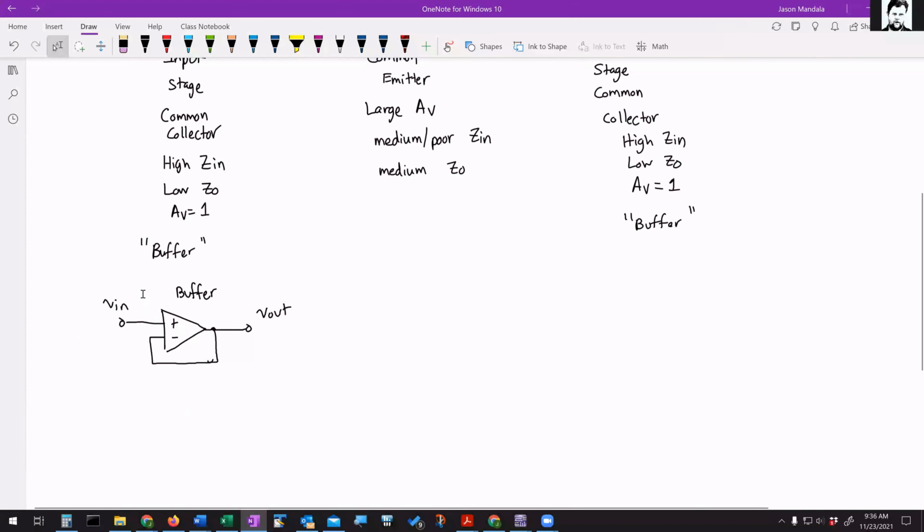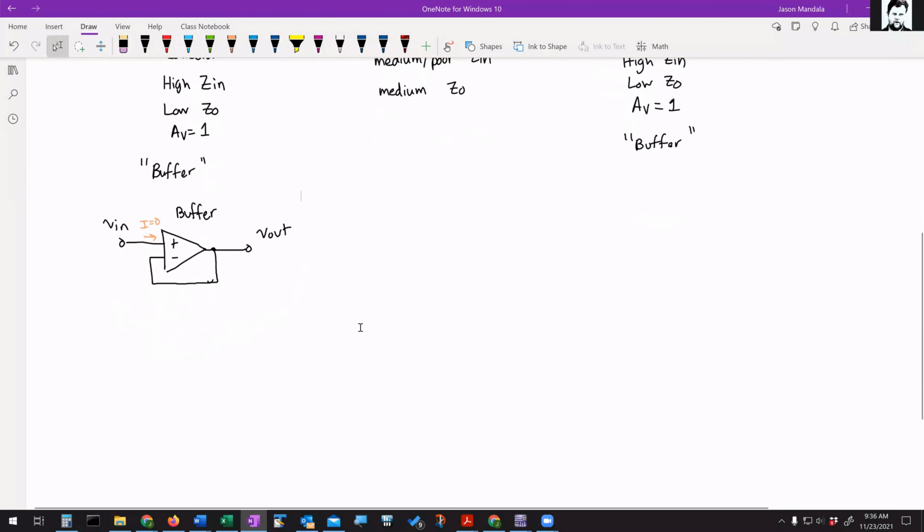Well, one thing it does for you is, if you remember the ideal op-amp rules, the ideal op-amp rules say that no current flows into any of the inputs, right? So the magic of this buffer amplifier with an op-amp is that it's able to basically copy whatever voltage is present on the input to the output without drawing any current, right? There's no current flowing in there. So think about the implication of that.